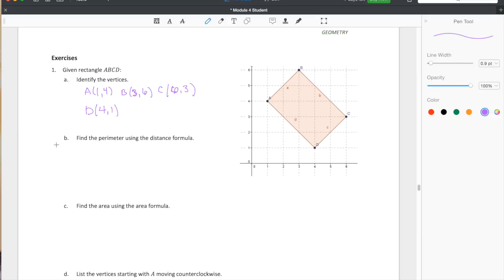So hopefully we remember what the distance formula is, but if you don't, distance is equal to the square root of x2 minus x1 squared plus y2 minus y1 squared. So first off, this is a rectangle, so we don't have to find the lengths of every single side. We can just find the lengths of one short side and one of the long sides. So let's find the distance between A and B.